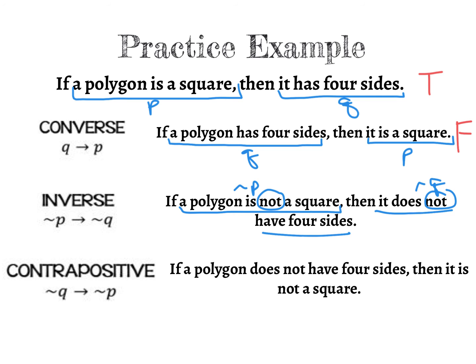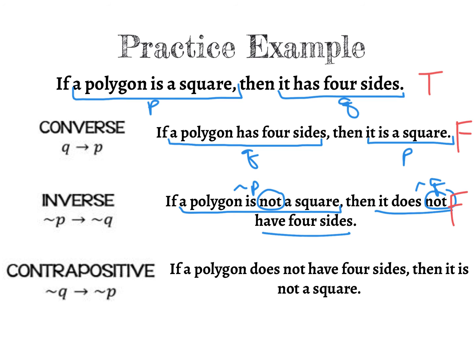Anyway, if a polygon is not a square, then it does not have 4 sides. This is also false. And my counterexample to prove that it's false is a rectangle, right? It does have 4 sides, and that's not true.